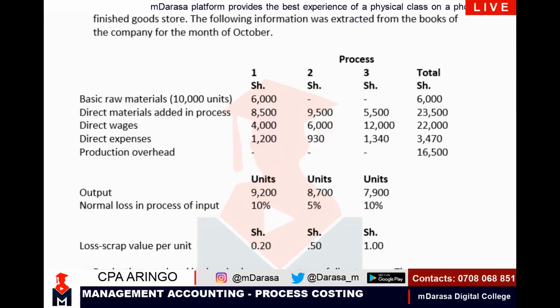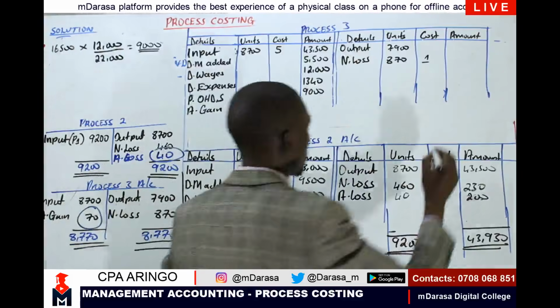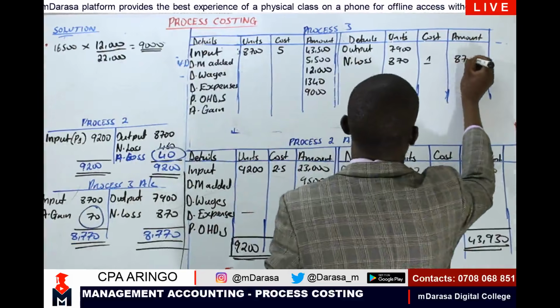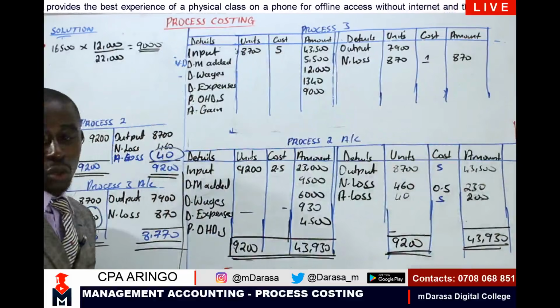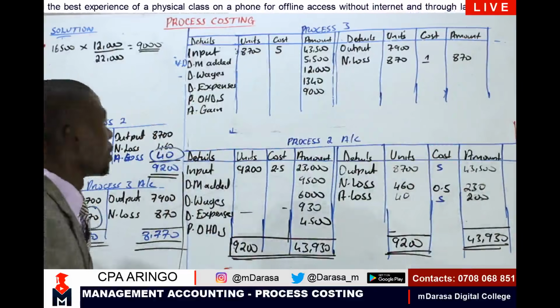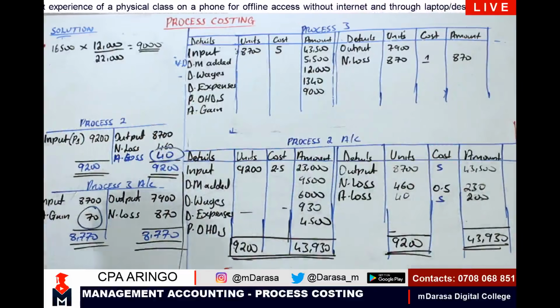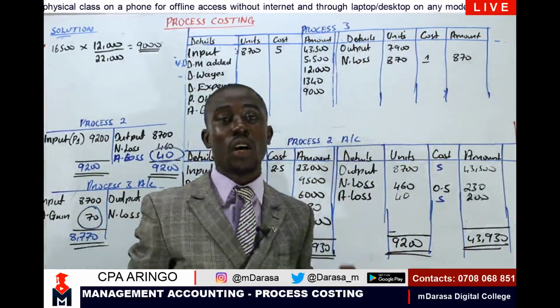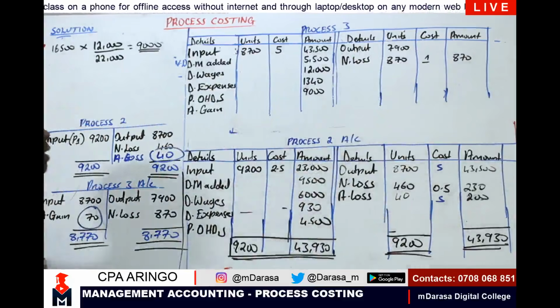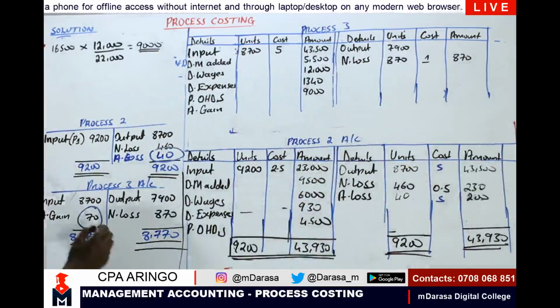So we should be talking of 1 shilling. 870. So after we do have that, therefore I can come and determine our cost per unit for output. And to do that, this is what you are going to do.